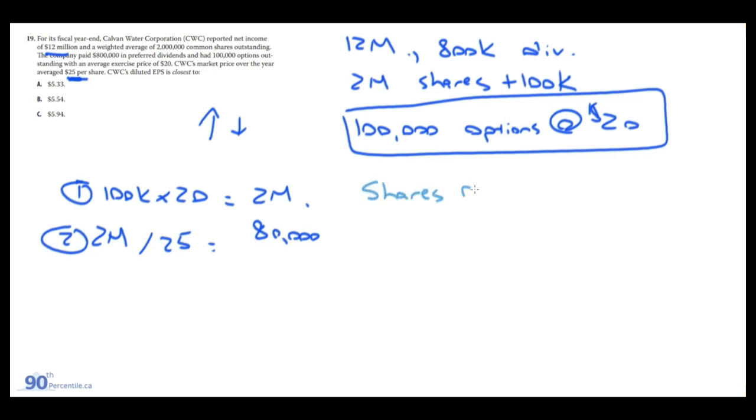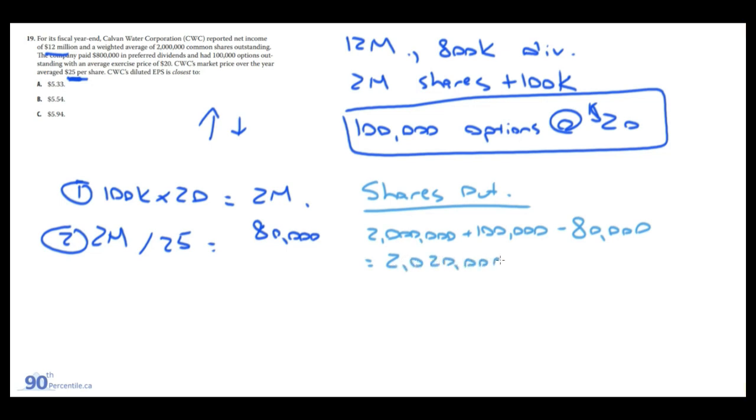So if we organize this a little bit, we have shares outstanding, which is the denominator in our diluted EPS calc. So the shares outstanding is going to be the 2 mil plus the 100,000 where we exercised. But then we're buying back 80,000 of those in the open market. So the net shares outstanding is 2,020,000. So we have the denominator for our diluted EPS calc.